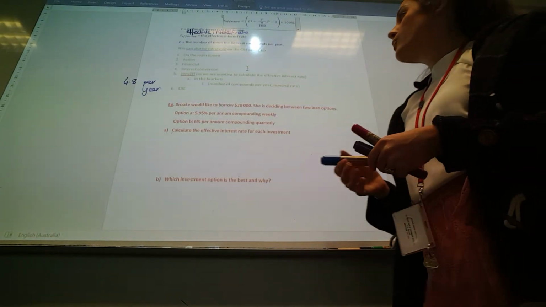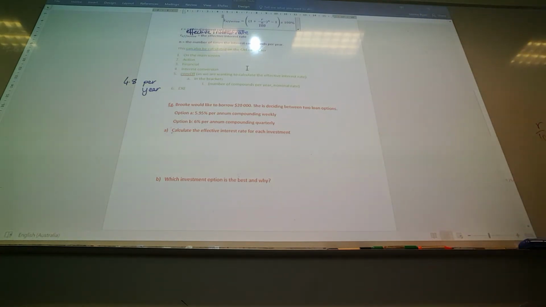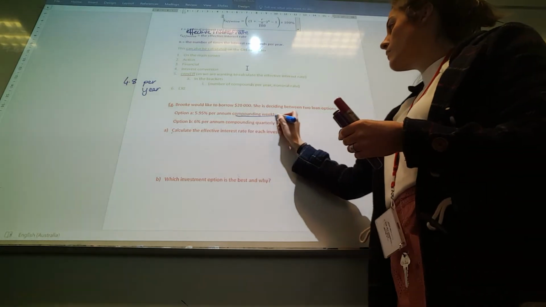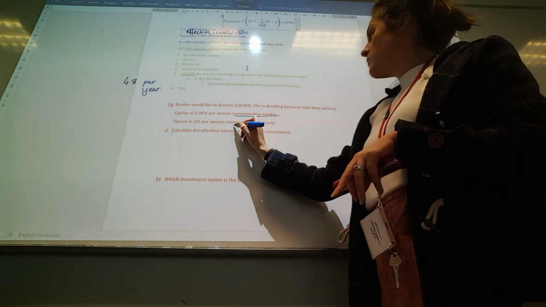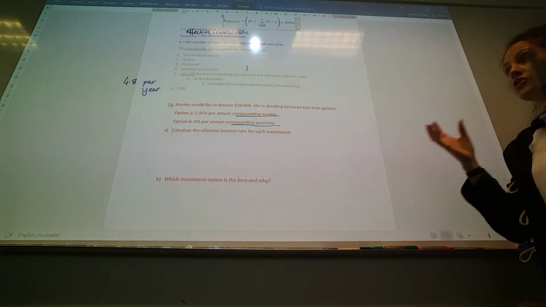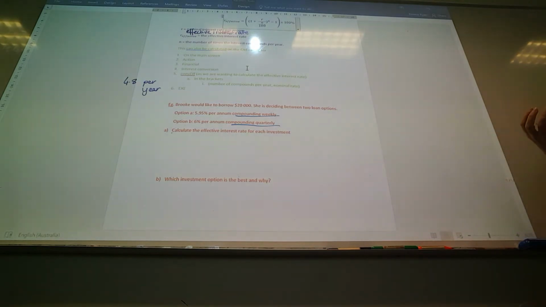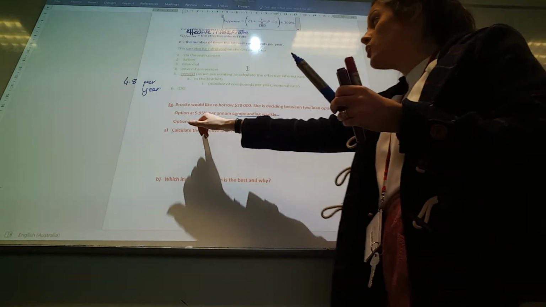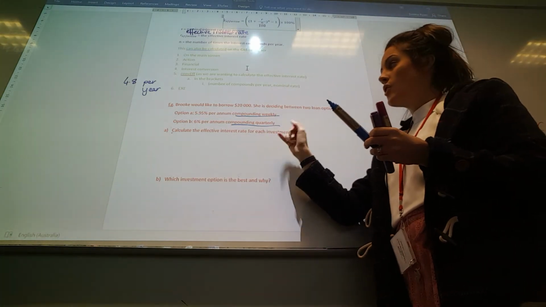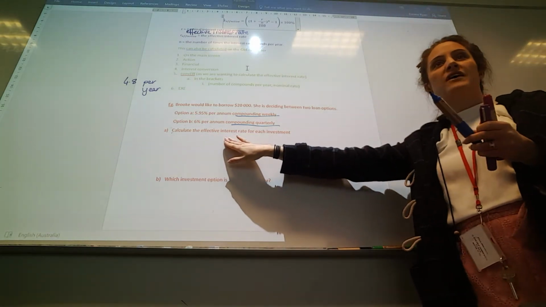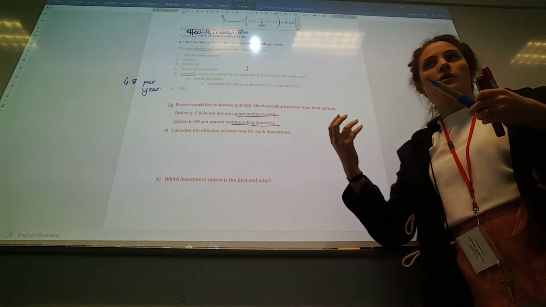Okay, so Brooke would like to borrow $20,000. She's deciding between two loan options. Option A is 5.9% per annum, compounding weekly. And option B is 6% per annum, compounding quarterly. So they've both got different interest rates. So these are the nominal interest rates, and they're both being compounded differently. So what we need to work out is the effective interest rate so that we can compare them. Does that make sense?